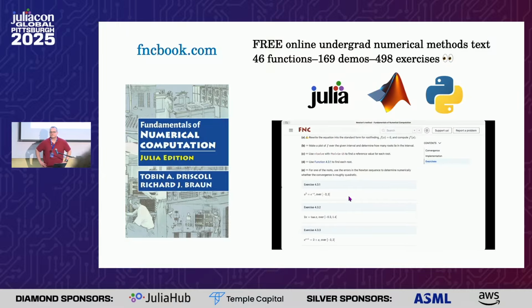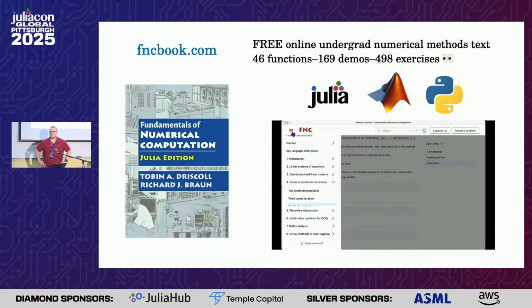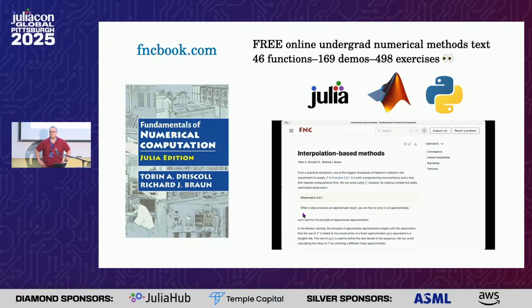Hi, thanks for the talk. I was wondering, is it also possible to give derivative constraints at some of the nodes?